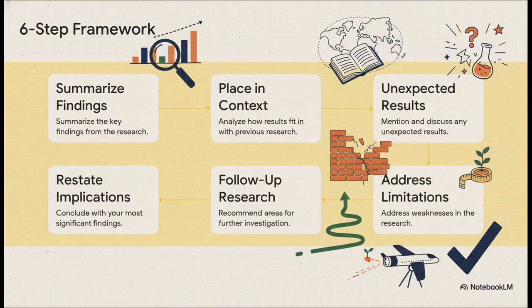This is your roadmap. You start by briefly summarizing your key findings, just the highlights. Then you place those findings in context with what other people have already published. After that, you've got to tackle any curveball results, address your study's limitations, and we'll talk more about that, suggest where future research could go, and then finally, you wrap up by restating the big takeaway. It's a really clear path from A to Z.